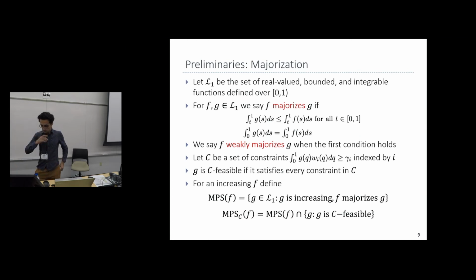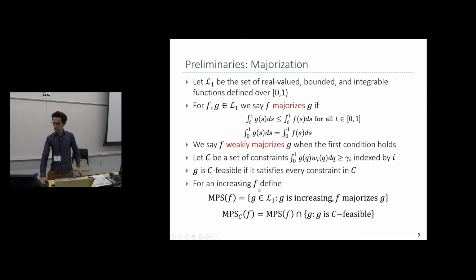We say f weakly majorizes g if the first condition holds, but the second condition may or may not hold. So let's define a set of constraints. These are the set of linear functionals of g, the integral of g, q, w, I, q greater than some constant, and each constraint looks like this. And we say g is C feasible if it satisfies every constraint in C.